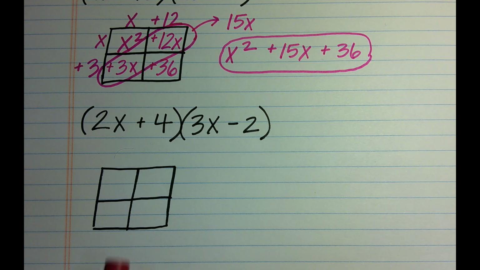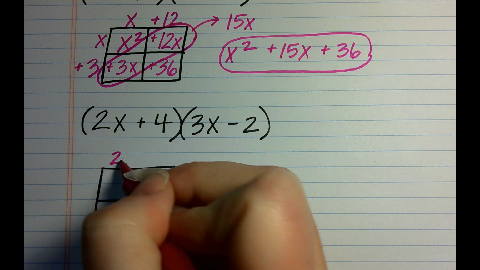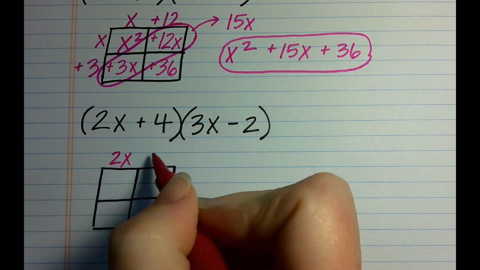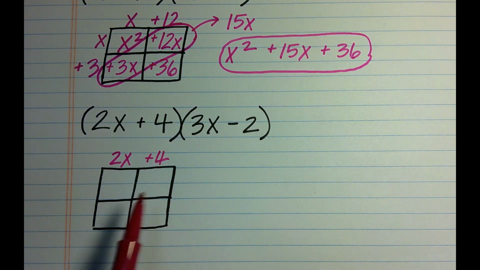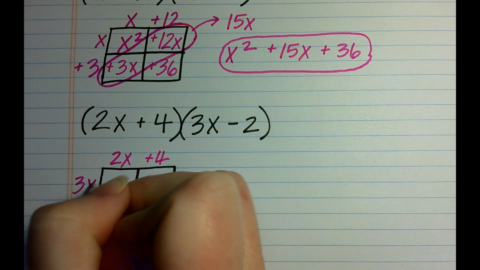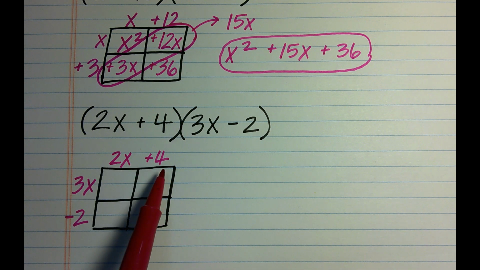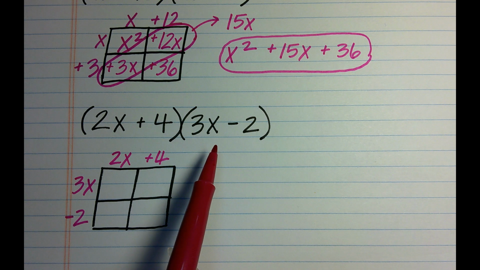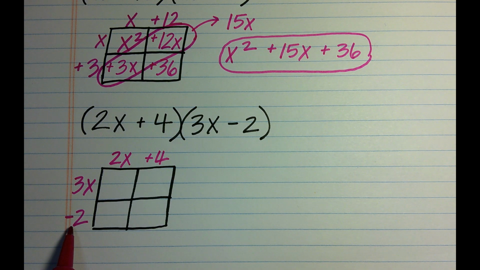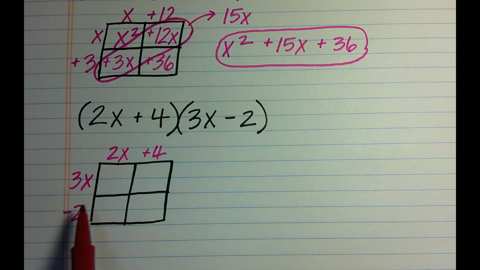So what goes on top of the box? Yes, go ahead. 2x and 4. Yes, 2x and then my plus 4. And what goes on the side? 3x and -2. Yes, 3x and -2. Now, I say that using the plus signs is optional. The minus signs, not optional. If you forget to put -2 over here, you're going to end up with a +8 and an incorrect answer. Okay, so let's solve this one now.